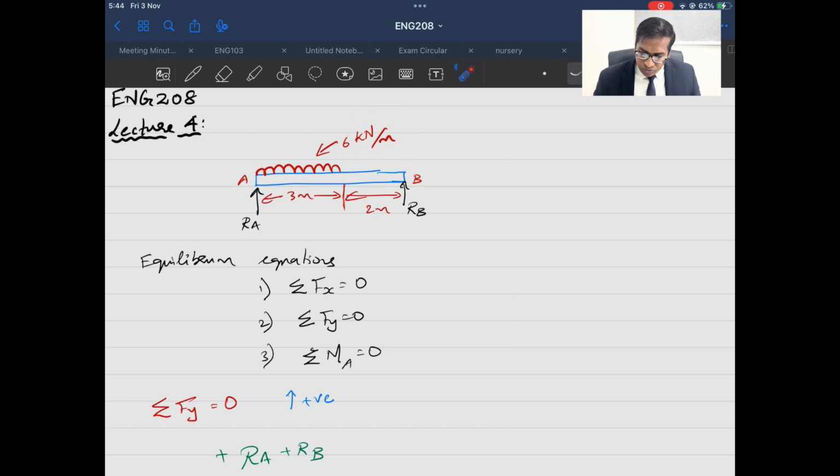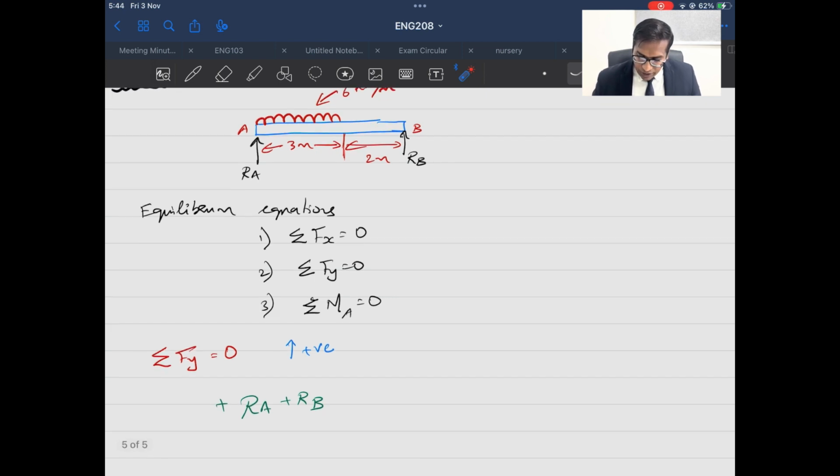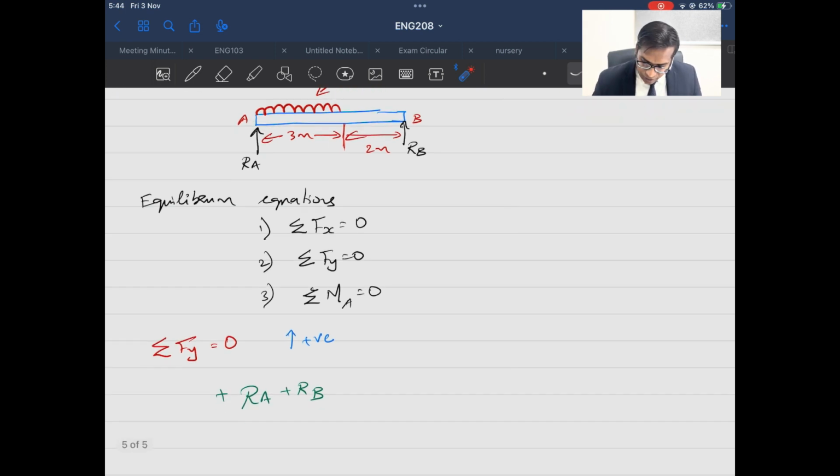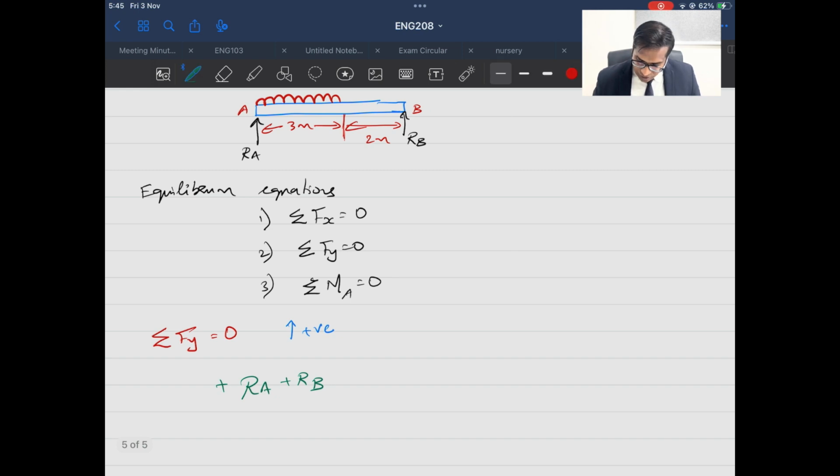To use this in my equilibrium equation, I have to multiply by the length. This load is acting along 3 meter length, as you can see. So I will multiply this by length. So 6 kilonewton per meter into 3 meters, so finally I will get 18 kilonewton.